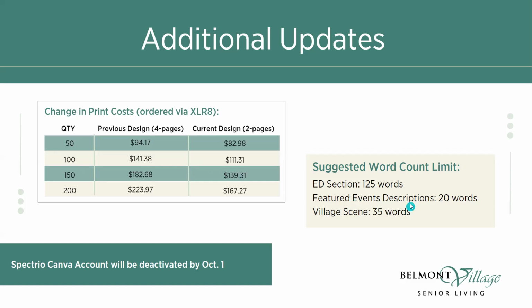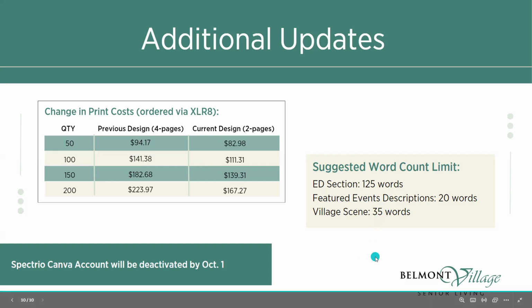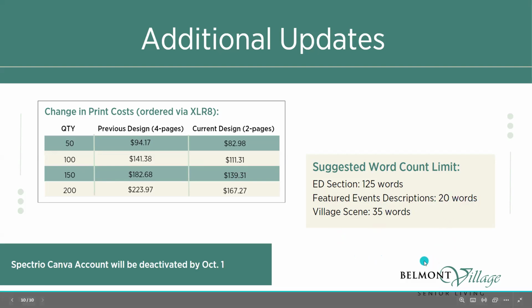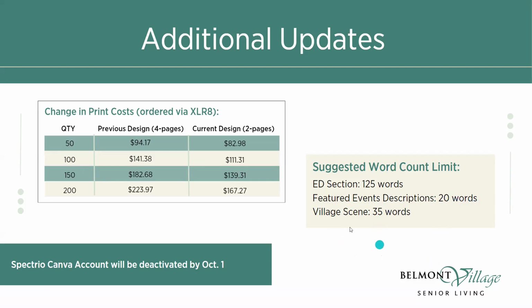These are suggested word counts for some of the larger areas, right? So that ED section I mentioned earlier is about 125 words. So that's something to make sure you give your ED a heads up: by the way, we've got a new e-newsletter design and your section is about 125 words. As I mentioned, if they have other specific updates that they need more thorough communication for, they can have a community update e-blast sent out that we can help craft for them. We just need to know the information. The featured event section is usually about 20 words. That's the description that goes under the featured events. And then just so you know, the village scene is about 35 words.